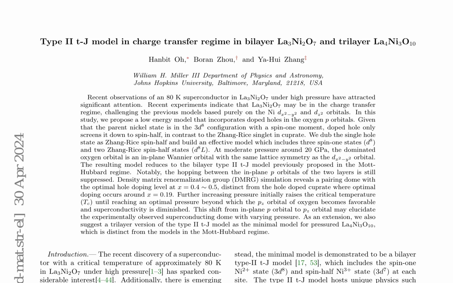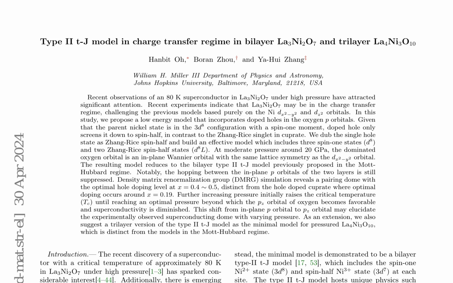In the charge transfer regime, a low-energy model for the bilayer nickelate La3Ni2O7 is proposed, where doped holes enter the oxygen p orbitals, contrasting with previous models based on the Ni-dx2-y2 and dz2 orbitals. The parent nickel state is in the 3d8 configuration with a spin-one moment, which is only screened down to spin-half by doped holes, unlike the Zhang-Rice singlet in cuprates.